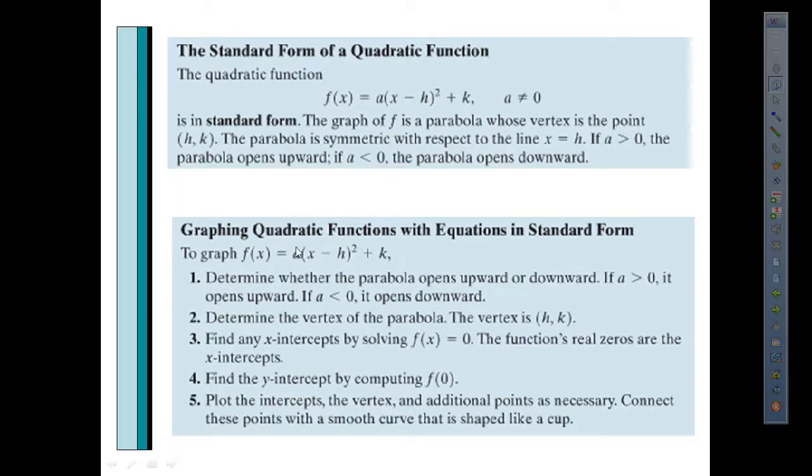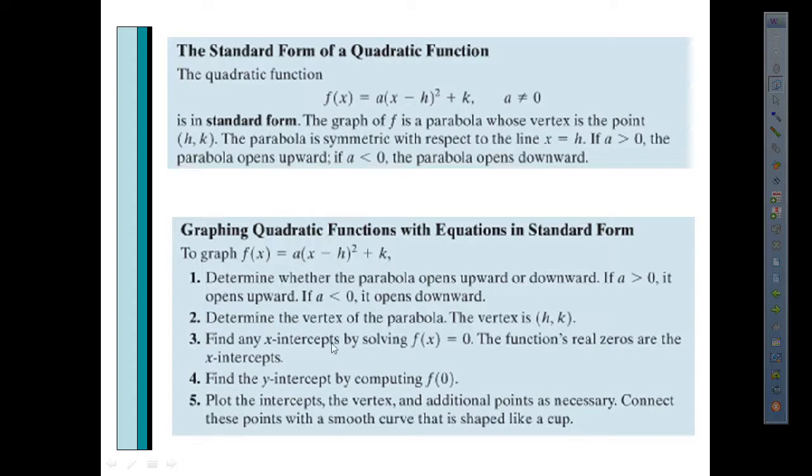Now, to graph a parabola, if it is expressed in standard form, you determine whether the parabola opens upwards or downwards, once again depending on what a is. Determine the vertex of the parabola. You've got it right there. This number here will always change signs because of that minus right there. So whatever you're pulling out of here, change its sign. The k stays the same sign.